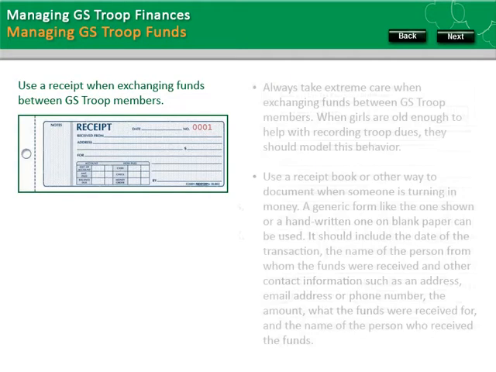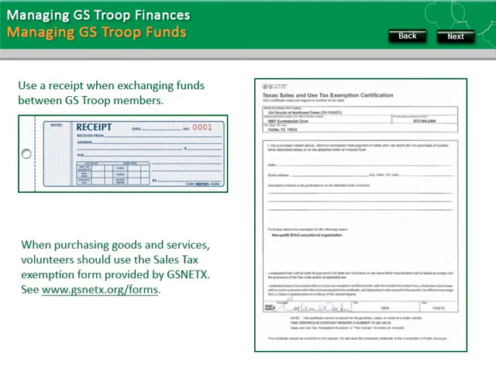The sales tax exemption form provided by GS NetX allows the troop to avoid paying state and local sales taxes, which are not reimbursable. A new copy of this form should be downloaded annually to reflect the current date for the signature. Lastly, it is required that each troop complete an annual troop financial report.